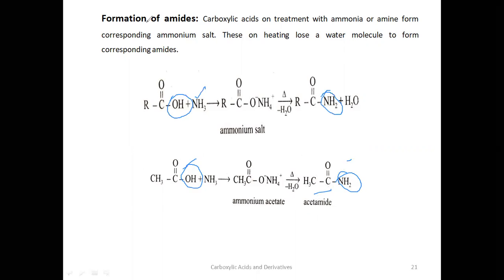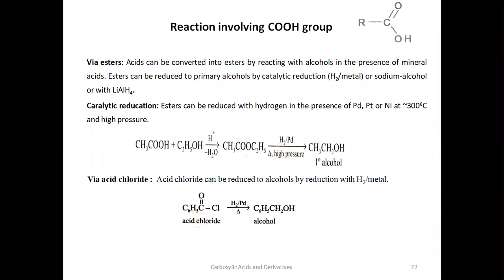So these are the reactions that involve hydrogen or that involve OH of carboxylic acid. We have discussed reactions involving hydrogen of carboxylic acids and the reactions that involve OH of carboxylic acids. Next, which reactions do we have? The reactions which involve the whole carboxylic acid group, that is COOH group. Let us see those reactions also. Reactions involving COOH group means this one, the whole group. Can you see the red color?